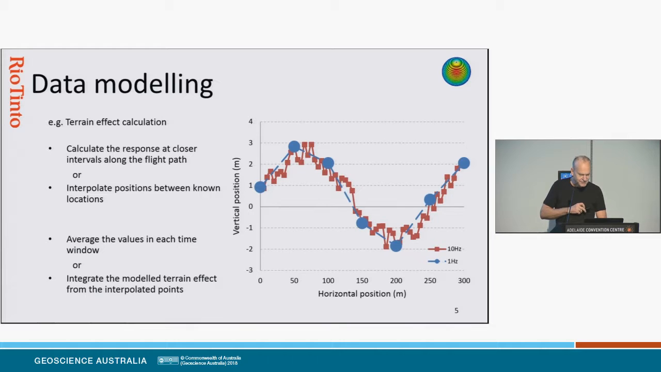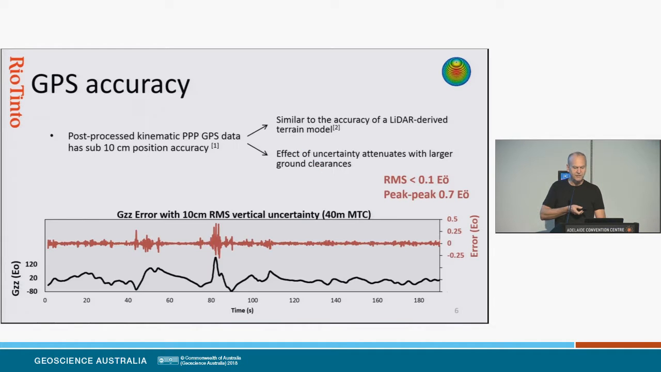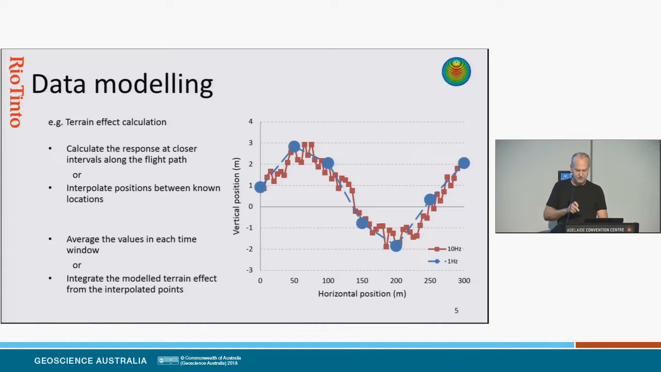So this is where I get a little bit confused. In terms of the terrain effect calculation, you can see that the blue dots represent the 1 second samples, 50 metre per second flight path. So you can calculate the response at closer intervals along the flight path, or you can interpolate the position between the known locations. You can average the windows over each of the time windows, or you can integrate the terrain effect over those windows, and both ways have been explored in the literature.